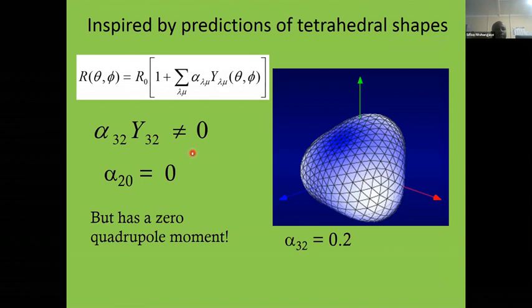So the project was actually inspired by the prediction of tetrahedral shape, and this shape is said to be characterized by triaxial octupole deformation together with the non-zero quadrupole moment. Those of you who might not know, the tetrahedral shape is of this size, more or less like a pear shape.